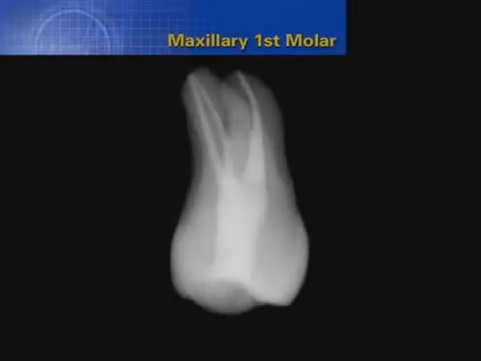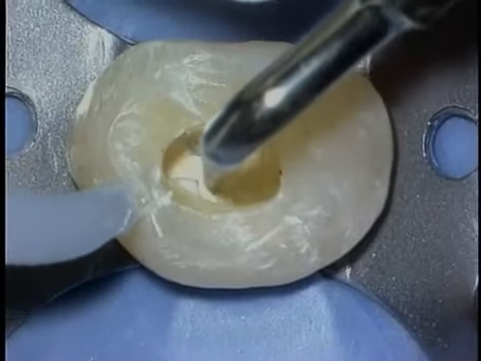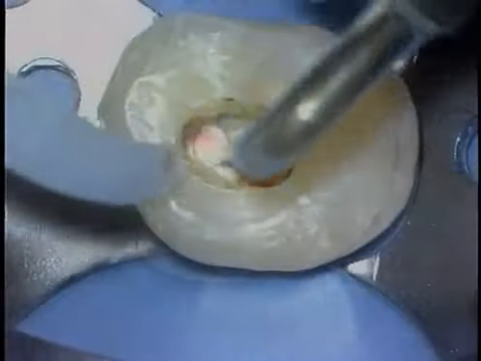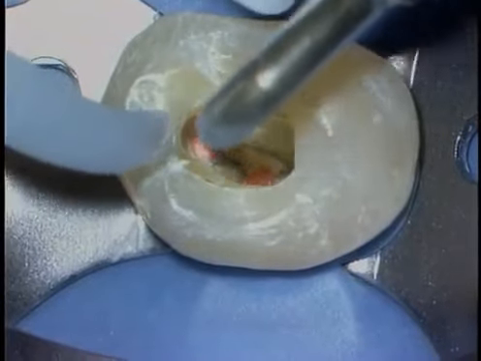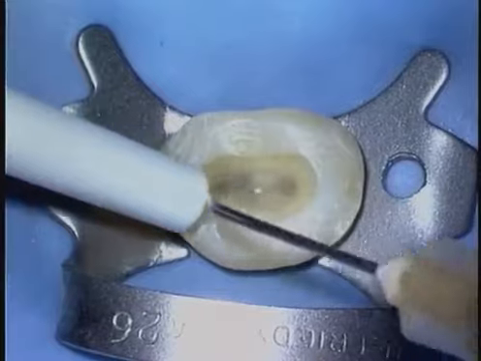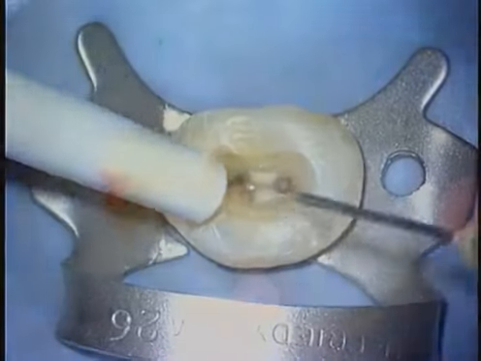A radiograph of a maxillary first molar suggests that the tooth is more simple than it really is. Again, ultrasonics can be used to blow out previously placed restoratives in the pulp chamber. Access is expanded and irrigation is very useful to flush out debris.